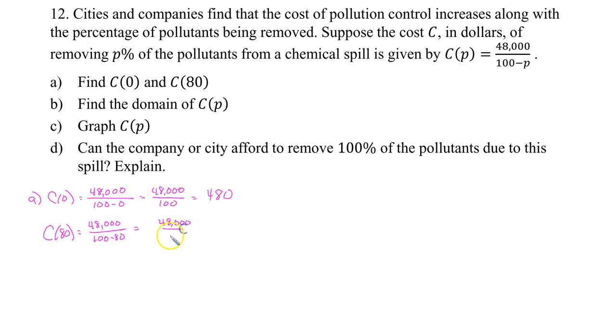48,000 divided by 20, and that is going to give us a very nice value of 2,400. Okay, so what is this actually telling us? Well, because C is the cost in dollars of removing these pollutants, P the percentage of pollutants, the cost of removing 0% of the pollutants is $480. So they don't remove anything, it's going to cost $480.